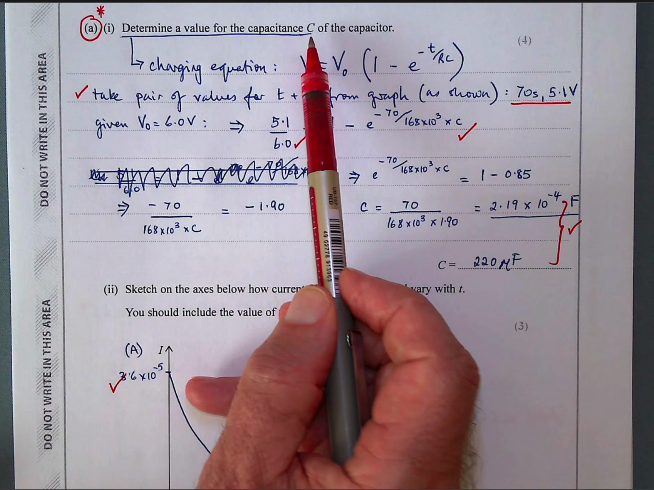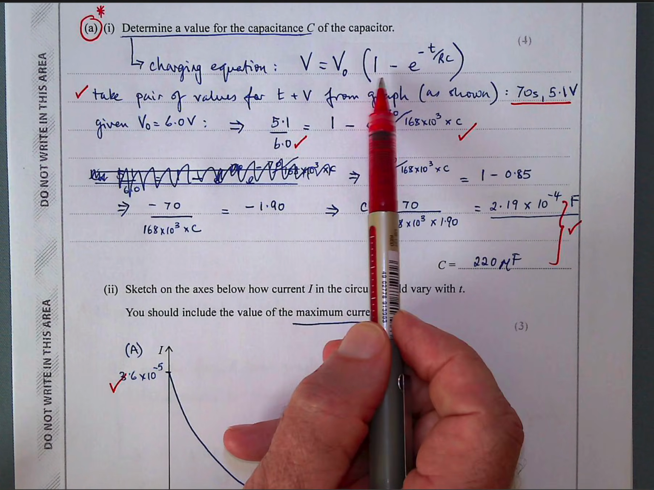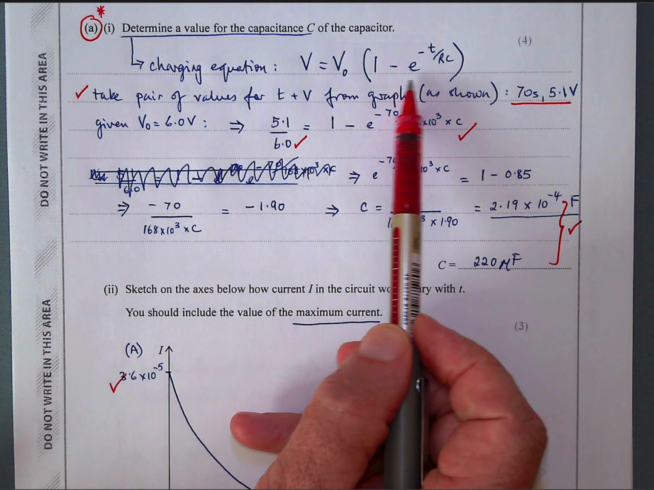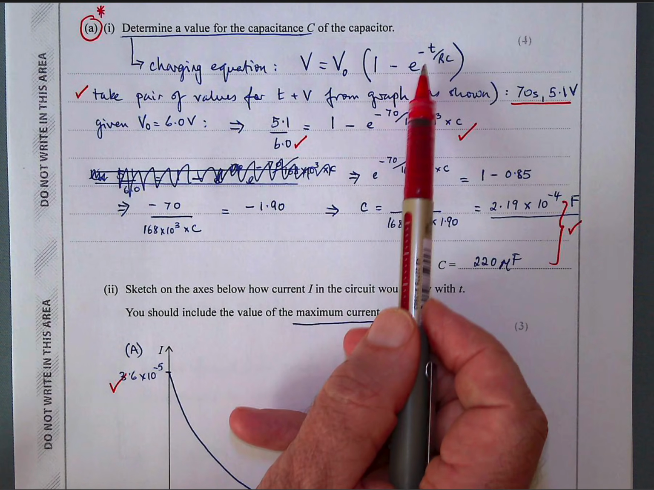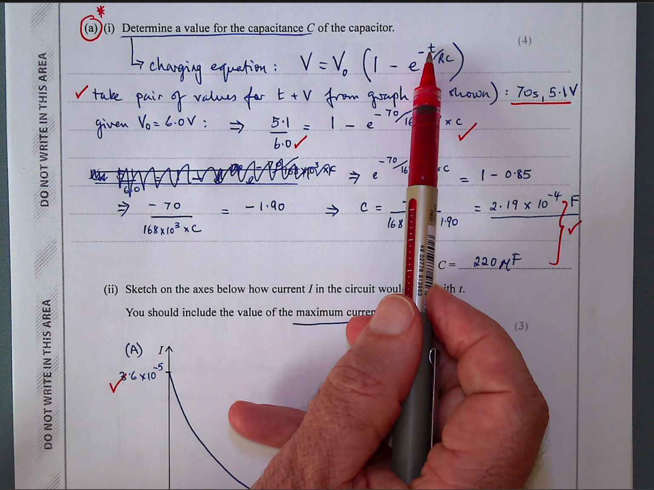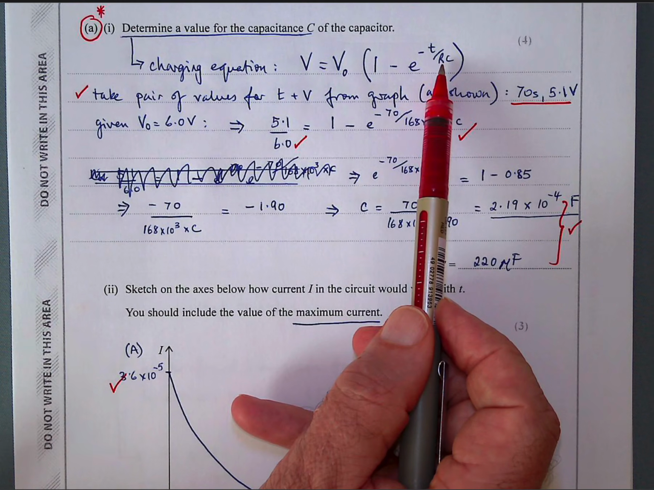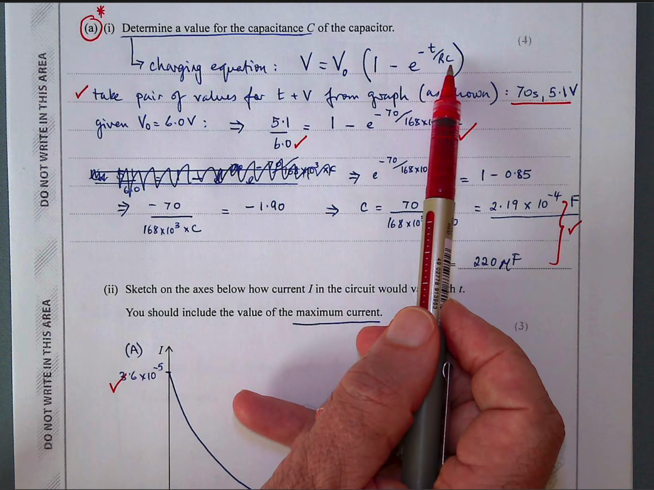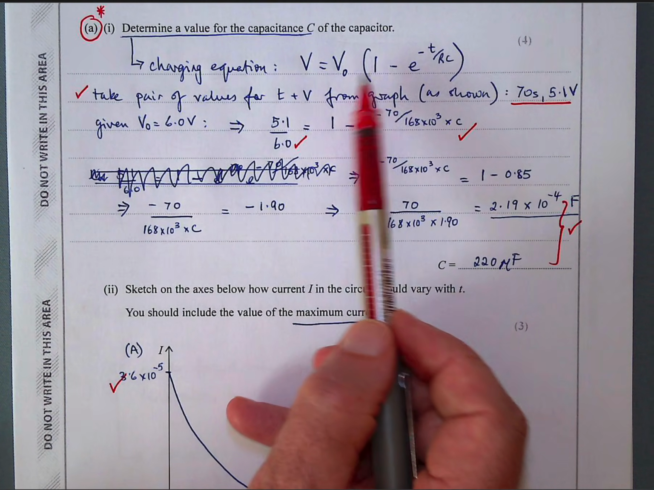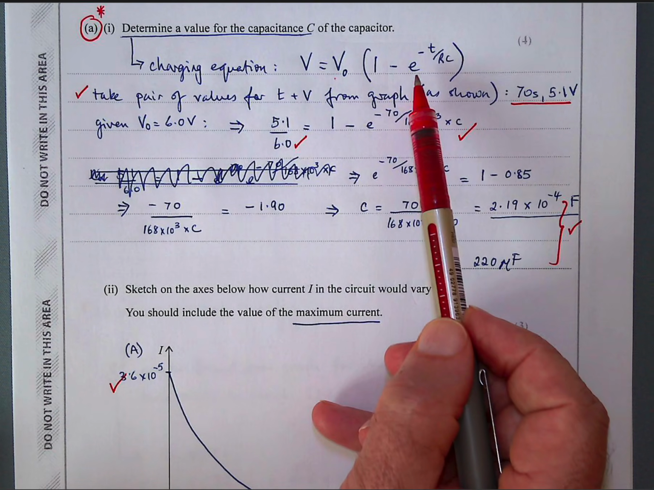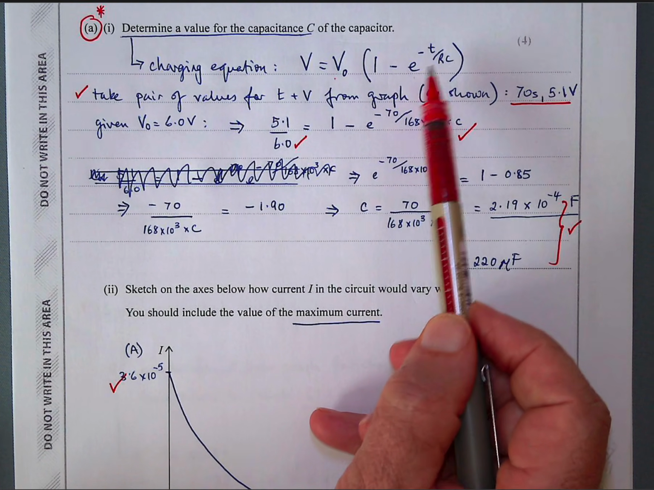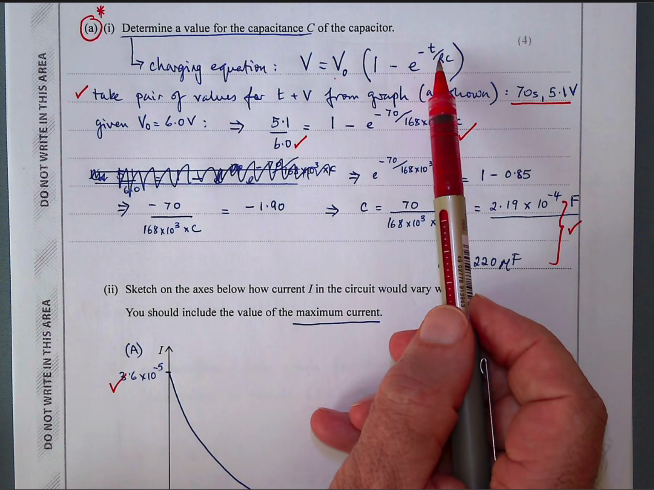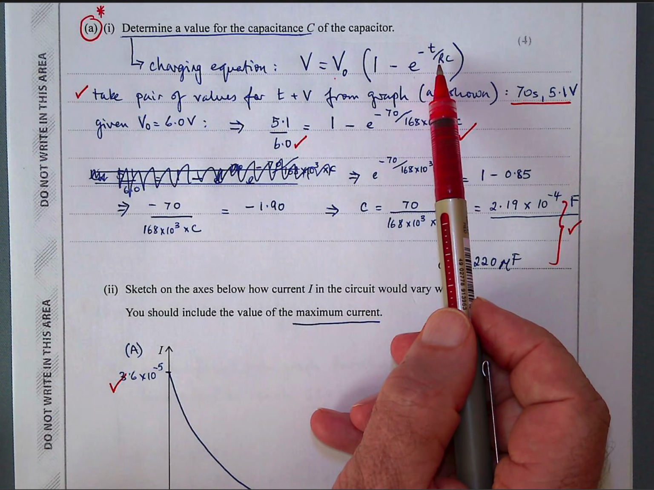Determine a value for capacitance. So if you're doing a charging equation, it's V equals V naught times 1 minus e to the power of minus t, which is time, divided by the time constant, the resistor, which we know, and the capacitor that we want to work out. So we know V naught is 6. e is a special number, which we know. t we can work out from the graph if we wanted to, because that's a quicker way of doing it.